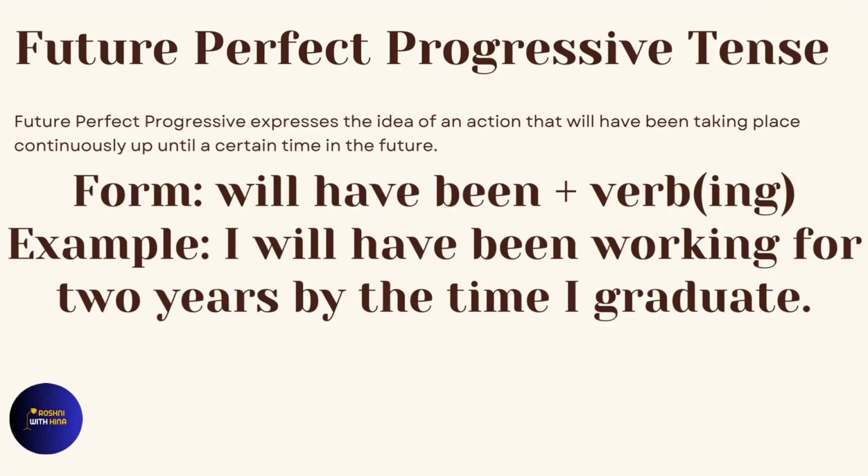Future perfect progressive tense. Future perfect progressive expresses the idea of an action that will have been taking place continuously up until a certain time in the future. Form: will have been plus verb-ing. For example, I will have been working for 2 years by the time I graduate.